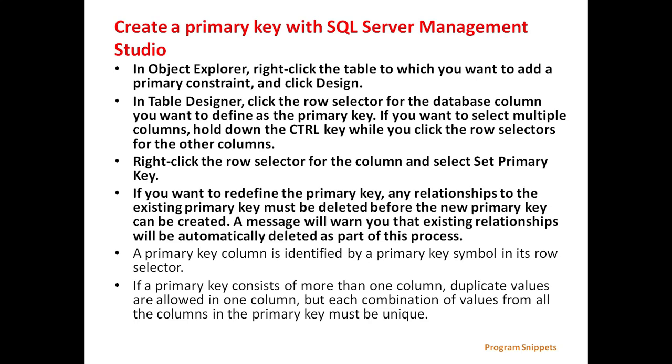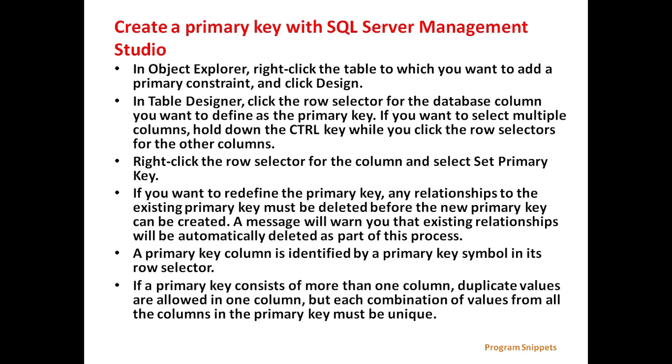If you want to redefine the primary key, any relationships to the existing primary key must be deleted before the new primary key can be created. A message will warn you that existing relationships will be automatically deleted as a part of this process. A primary key column is identified by a primary key symbol in its row selector. If a primary key consists of more than one column, duplicate values are allowed in one column, but each combination of values from all the columns in the primary key must be unique.